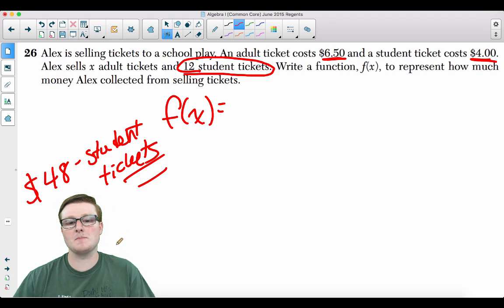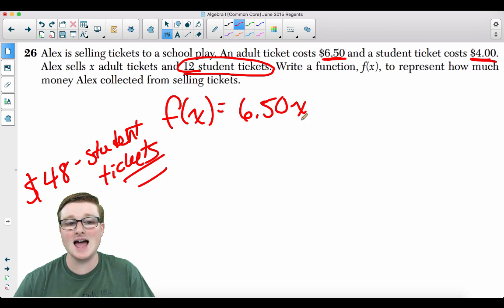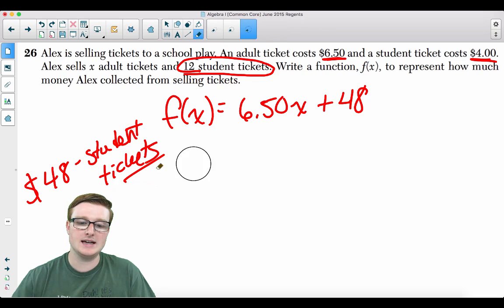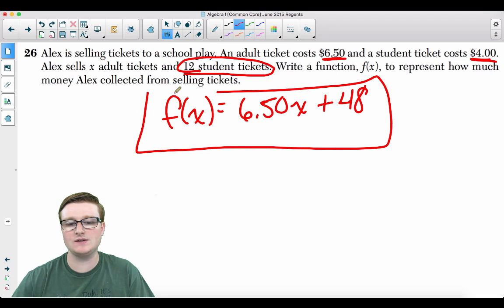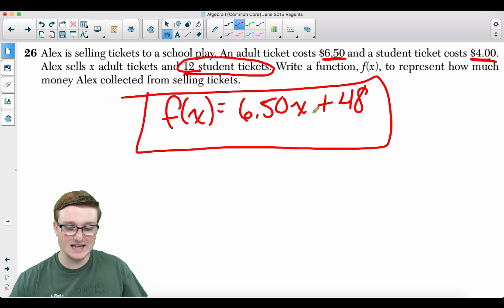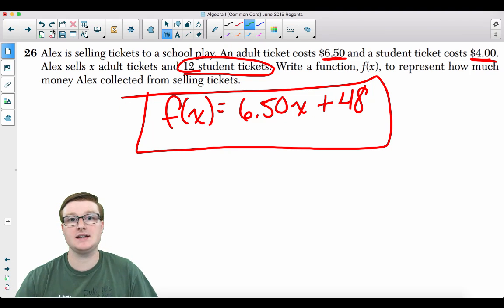Okay? So what we're going to do is I'm just going to take $6.50 times X plus the $48 that he sold in student tickets. So that's your answer. F of x is equal to $6.50 times the amount of adult tickets that we don't know plus $48 for the student tickets. All right, that's how you do question number 26.